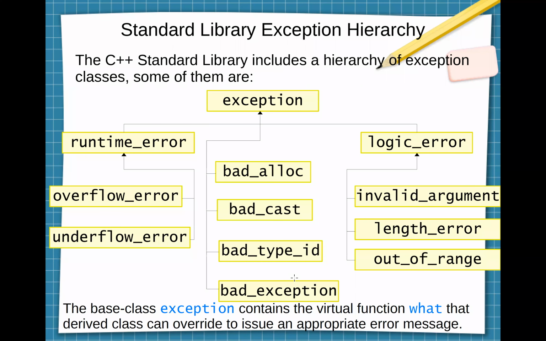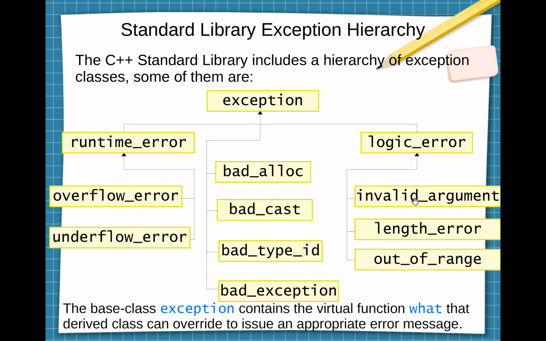So let's look at the hierarchy before I proceed. Okay, so runtime error is a child of the exception class. Logic error is a child of the exception class. Bad allocation, bad cast, bad type ID, bad exception, all of them are direct children of the exception class. But the overflow error and underflow error inherit from runtime error. So they're descendants of the exception class, or derived classes.